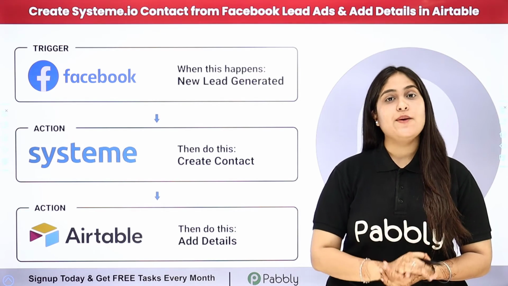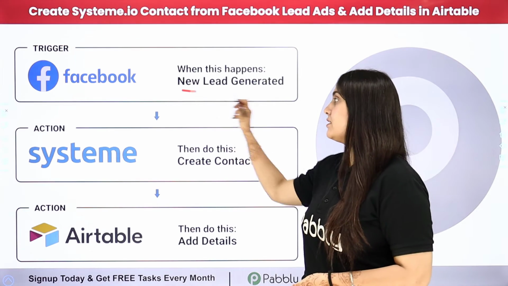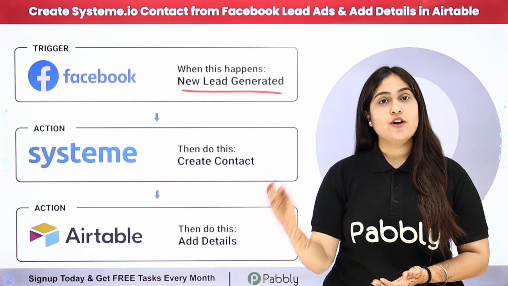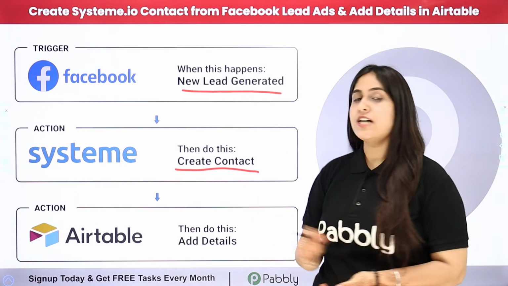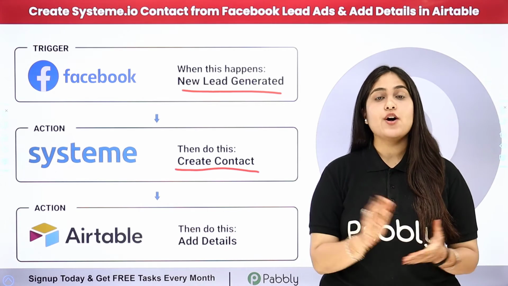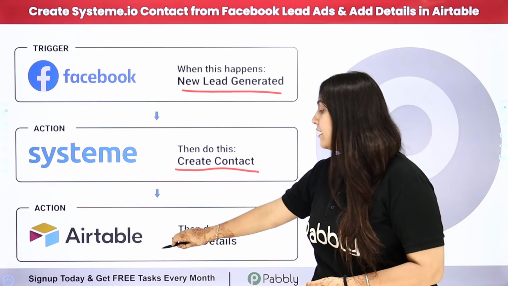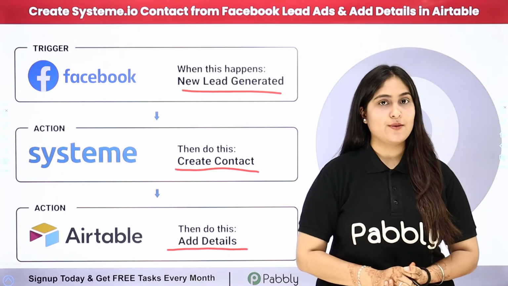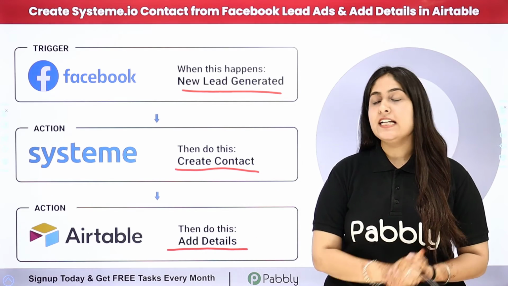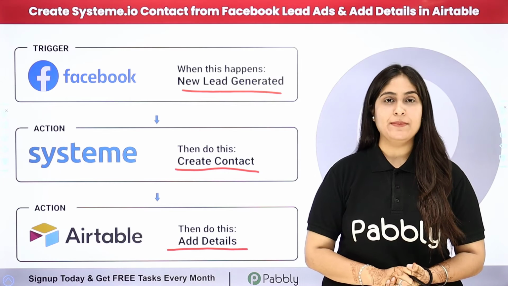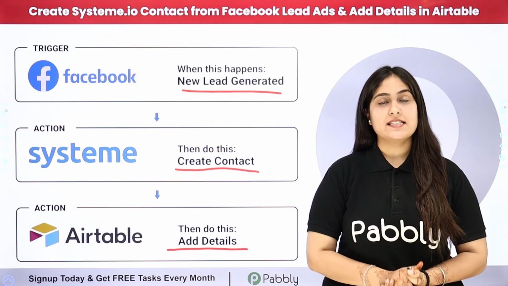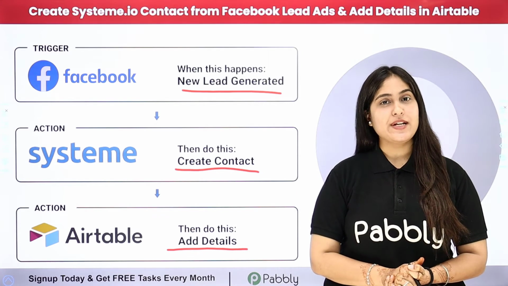So here in this case I want whenever a new lead is generated in my Facebook lead ad, then automatically using that detail a new contact should be created in my Systeme.io account, and after that automatically the lead detail should be added as a new record in my Airtable account. So here to build this connection, I need to connect these applications using an automation software named as Pabbly Connect. So to learn this process step by step, let me take you to my screen.